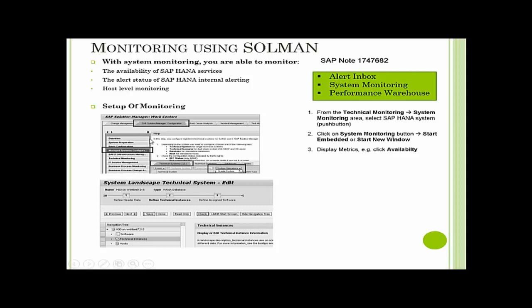So once the system is created and then configured for monitoring, we can use this option, that is, using the technical monitoring tab, and then choosing the system monitoring area. Under that, select the system and then check the availability of the system. With this we can know from the different color codes whether different services are available or not.